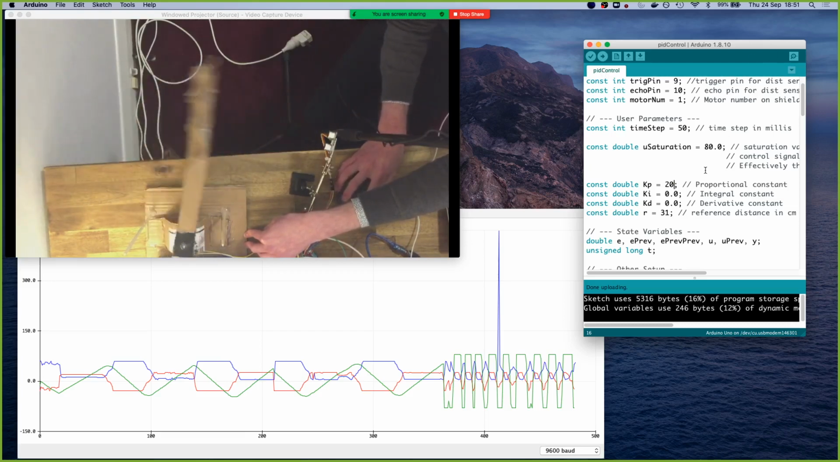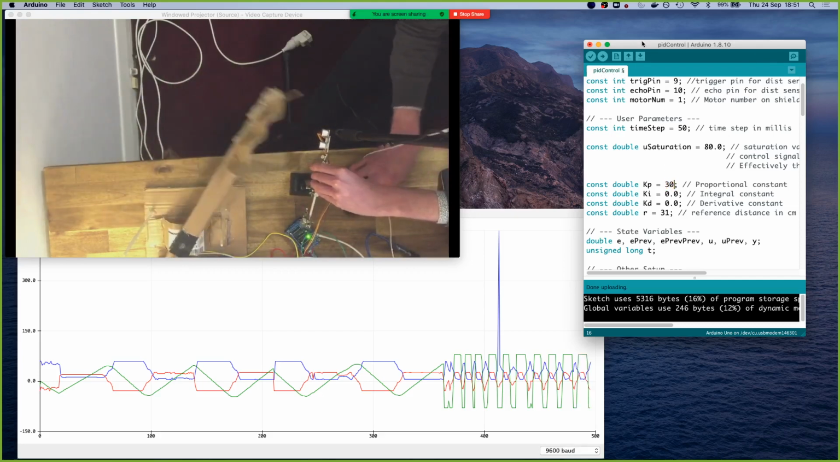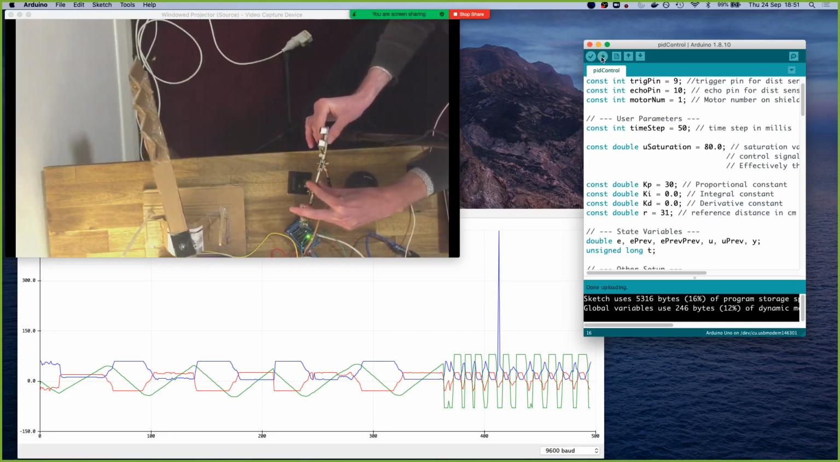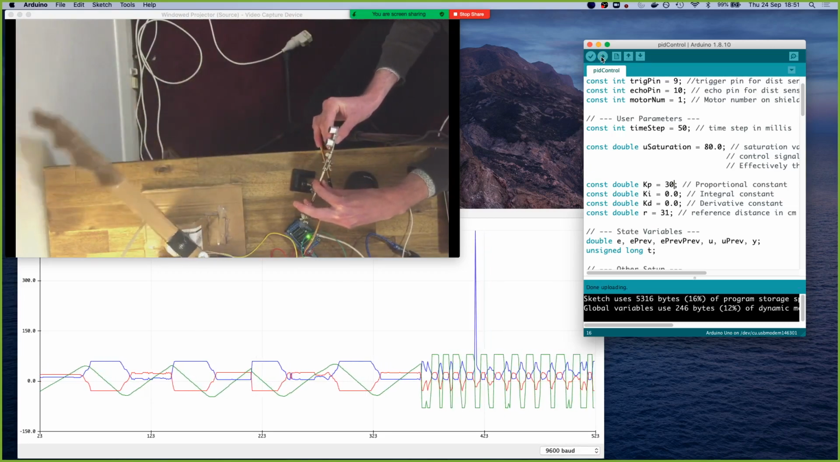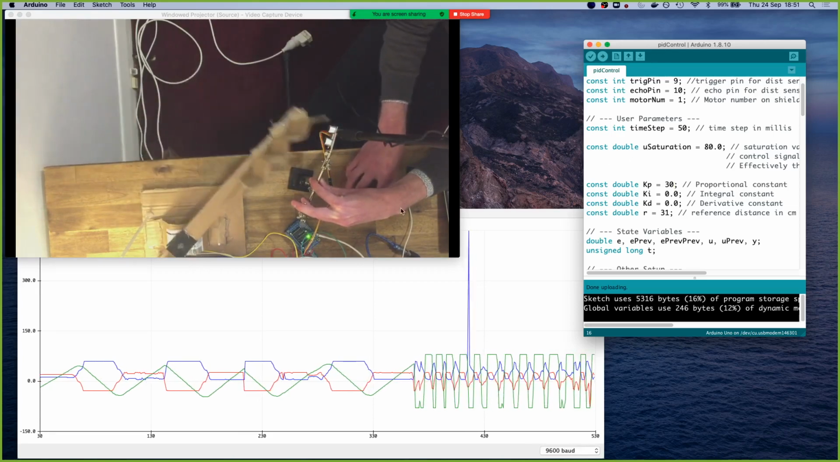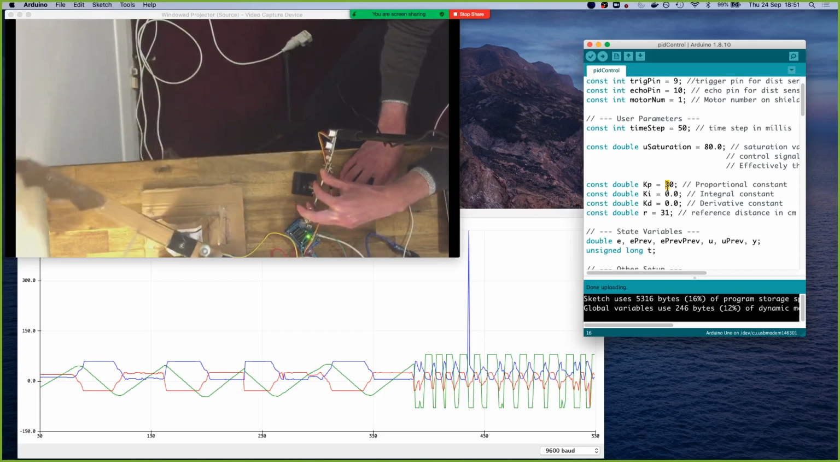So my serial plotter stopped there. Let's see what happens when we bump that up again. So still oscillating. You may not be able to tell, but it's catching itself quicker now. It's not hitting the stops that I've got on there. It's not smashing too much into the sensor. It is a little bit.